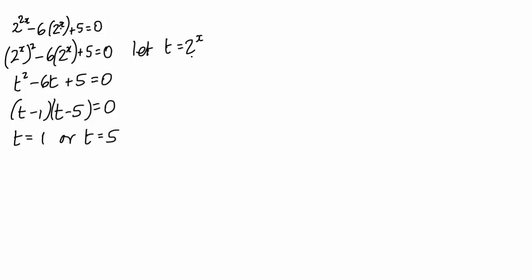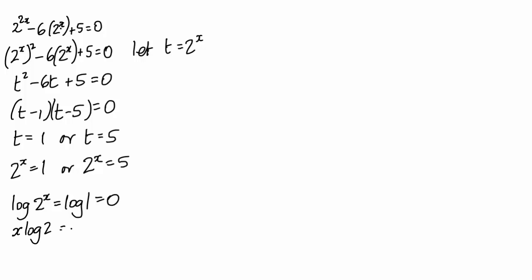Go back to what I was calling them, then that's 2 to the x equals 1 or 2 to the x equals 5. This is very much like one of those simpler problems a few moments ago. If I take logs of each side, log of 2 to the x equals log of 1. Log of 1 is the number 0. So x log 2 equals 0 means that x has to be 0 is one solution, which you could probably have told by looking at that.